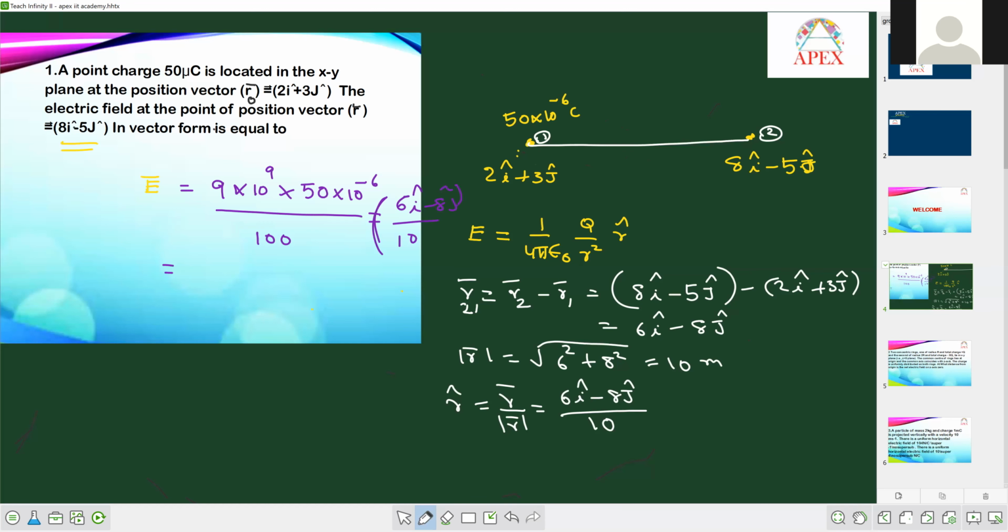Then if we just multiply here, 50 by 100 is half. So this is 9 by 2 into 10, 9 by 20 into 10 power 9 into 10 power minus 6 will be 10 cube. And 6 i cap minus 8 j cap, if 2 is taken common, you will get 3 i cap minus 4 j cap. So finally it is 2 10 j. And now you can write.